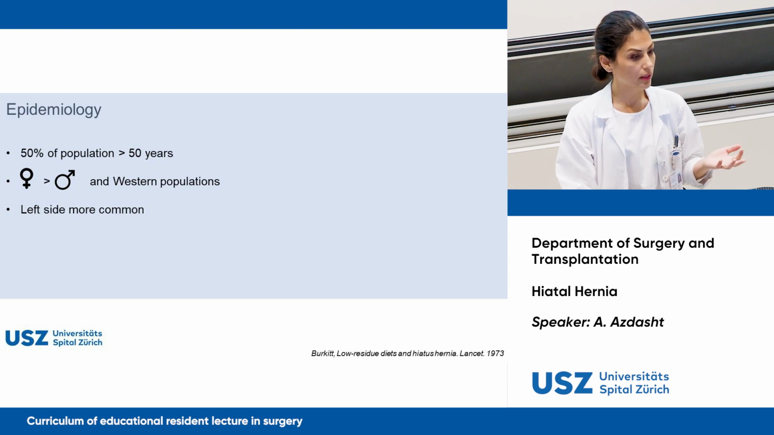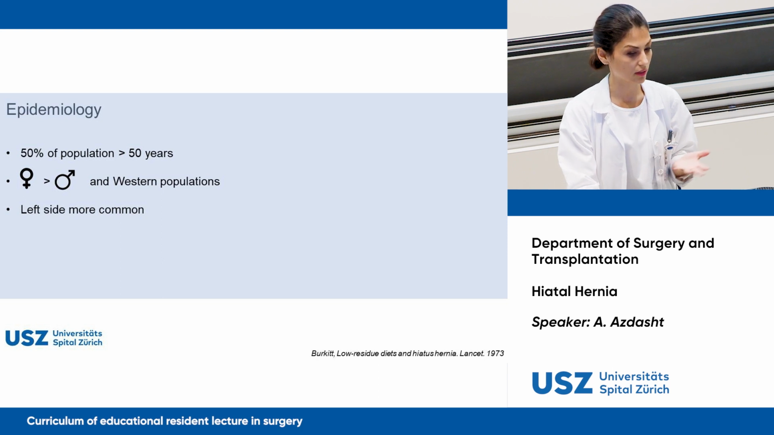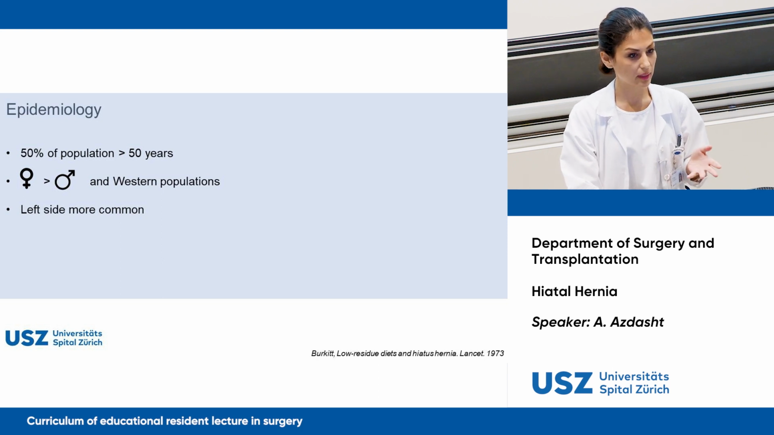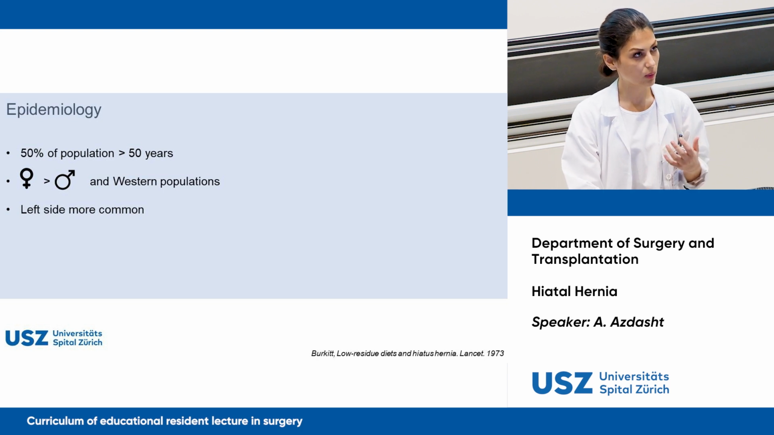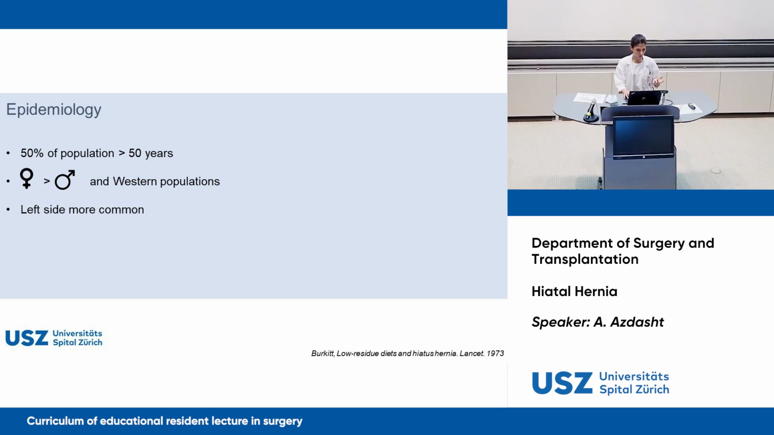So a hiatal hernia is actually given in 50% of the population older than 50 years. More females have that in comparison to male patients and the Western population, which is why we have an assumption that it is connected to lifestyle and eating habits. And it is more common on the left-handed side than on the right-handed side, as the liver can protect the diaphragm.